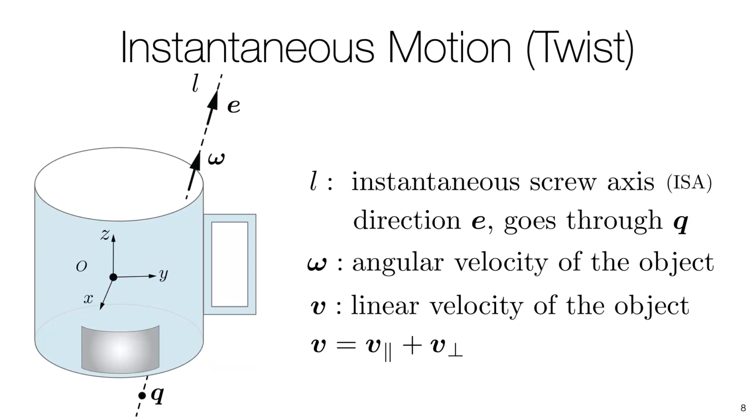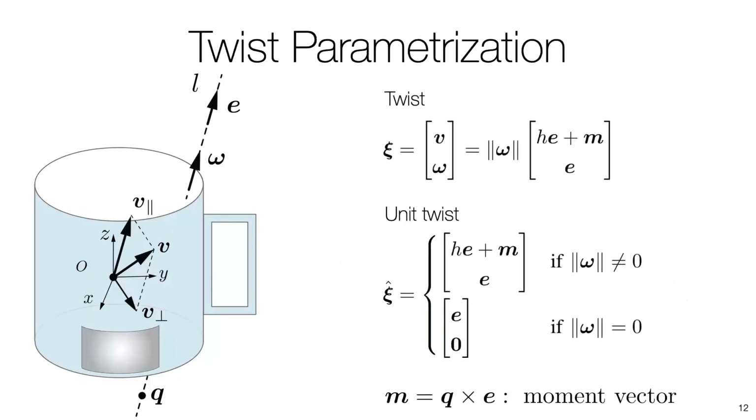We start with formulating the instantaneous object motion, defined as a twist. A twist is a combination of a translation along an axis and a rotation about the same axis. The axis is defined as the instantaneous screw axis, short ISA. We model the ISA as a line L with direction E that goes through the point Q. The linear velocity at a point consists of a velocity parallel to the ISA and a velocity perpendicular to the ISA. The sum is the linear velocity of the object at this point.